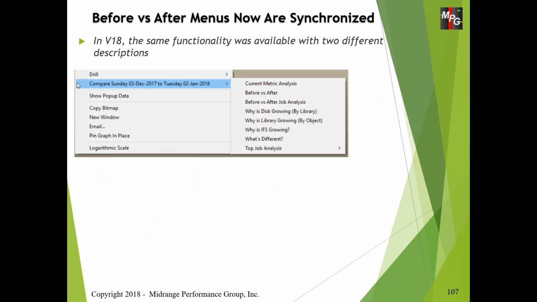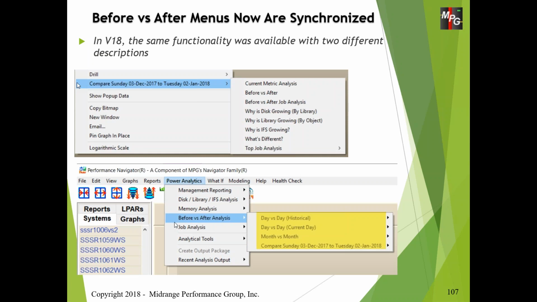All right. So now is a perfect time to show it to you. One of the things that we love that we did in 19 is, in 18 we had functionality, we had pop-up menus and Power Analytics menus that were doing the same things but were worded differently, and that always bugged me, right? If I'm doing a before versus after analysis, why am I calling it different down here and up here? And it's one of those things when you teach a 2.5 day class and see the way users work, it was the right thing to do.